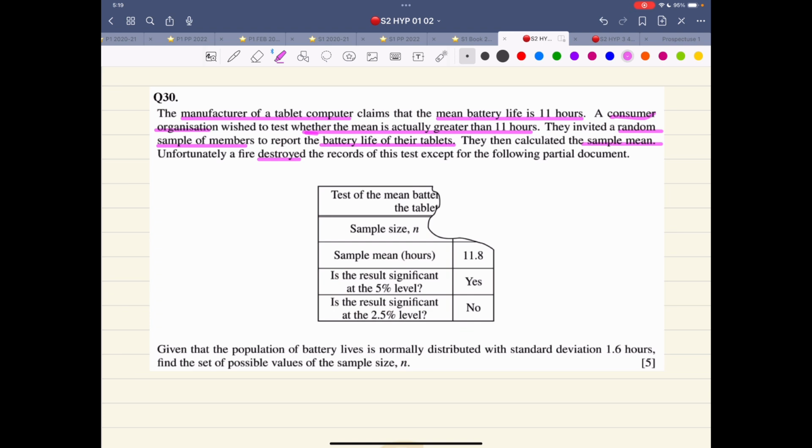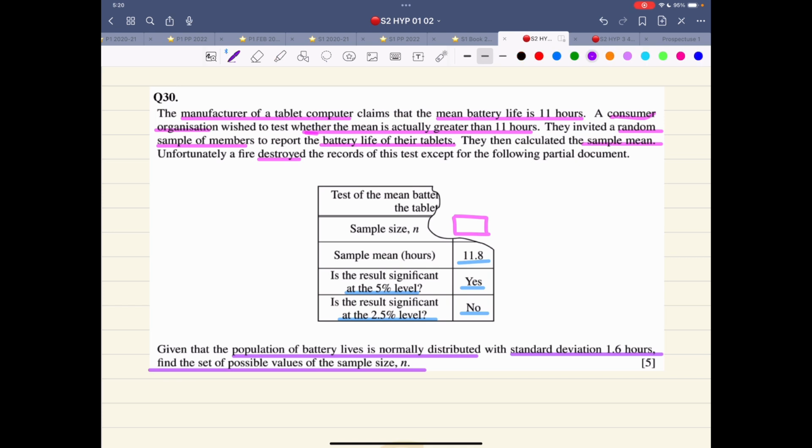The sample size is gone, it's unknown. And then what do we have? We have the sample mean 11.8. Is the result significant at the 5% level? Yes. Is the result significant at the 2.5% level? No. Now it says, given that the population of battery lives is normally distributed with standard deviation 1.6, find the set of possible values for sample size n.